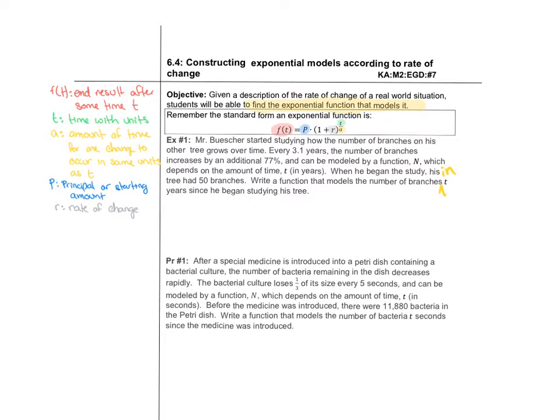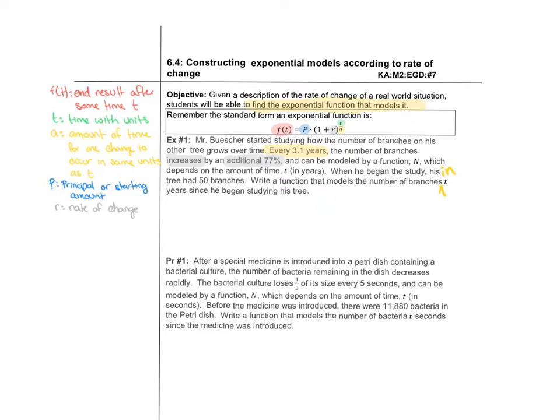So that means this is actually our A. This every 3.1 years is our A. And then the number of branches increases by an additional 77% is our R, because we know it's increasing, going up, by 77% every 3.1 years. So our rate of change given the amount of time.